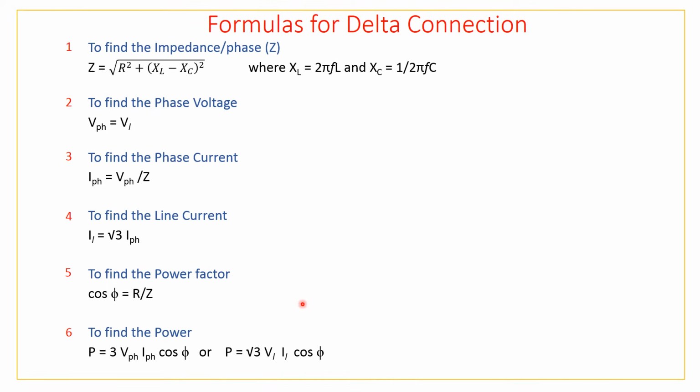So at this point, I request you to pause the slide and note down both the formulas for star as well as delta connection, so that you can compare the formulas and also find the difference between these two formulas and how to apply them.